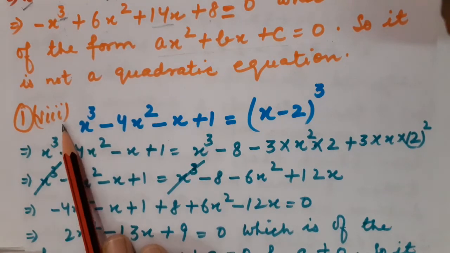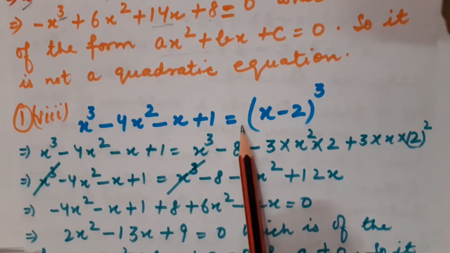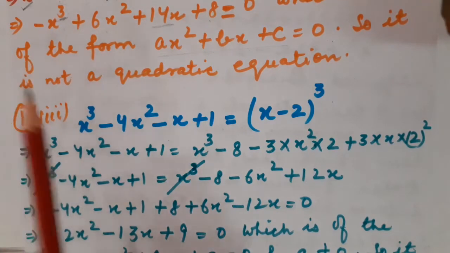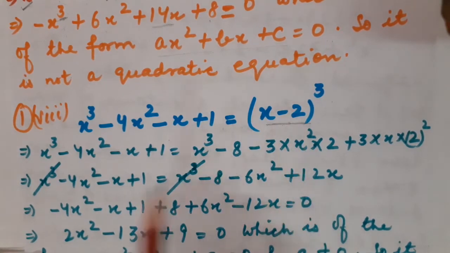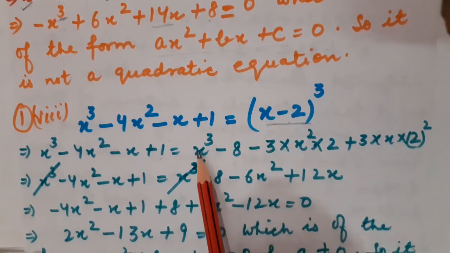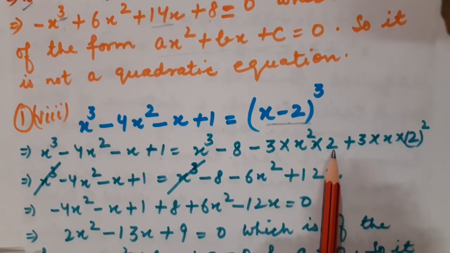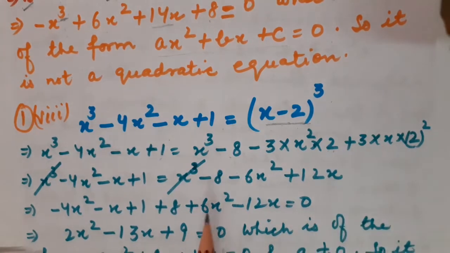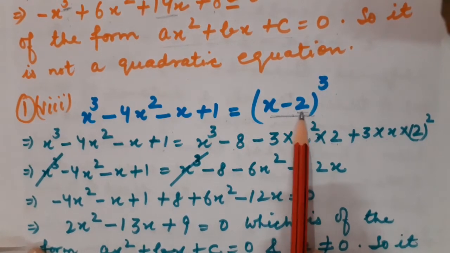One more part I have taken based on the same concept. This is question number 1, 8th part. X cube minus 4x square minus x plus 1 is equal to x minus 2 whole cube. There we applied a plus b whole cube. Now we are applying a minus b whole cube to simplify the right hand side. Correct, children? So this has been written as it is. So let us recall the identity. This is a cube minus b cube minus 3a square b plus 3ab square. Correct, children?